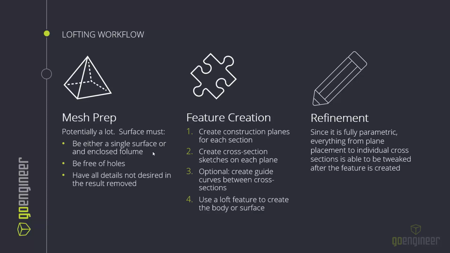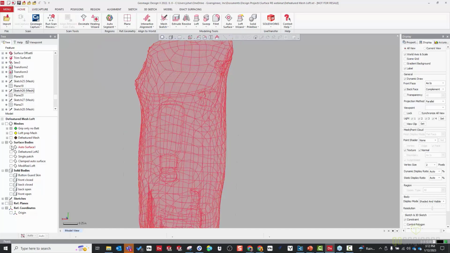It also can't have any holes. If there are holes, the lofting operation will fail. And if there are any details you don't want to include in your final model, you have to take those out of the mesh. It's more difficult to remove them from the loft after the fact. So let me show you the different versions of that.